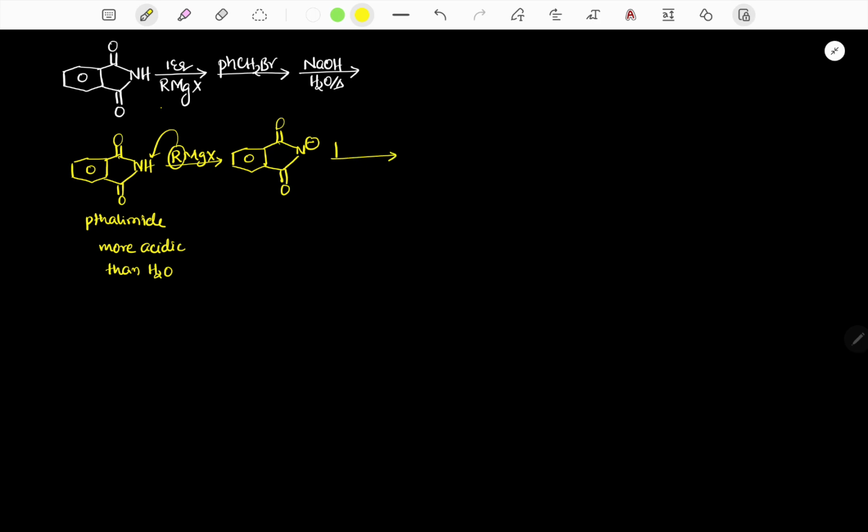Now it reacts with benzyl bromide. So phthalimide ion is a strong nucleophile. It prefers the SN2 reaction. Therefore the nucleophile attacks, the leaving group leaves, and finally we get the corresponding N-alkyl phthalimide. It is simply N-benzyl phthalimide.